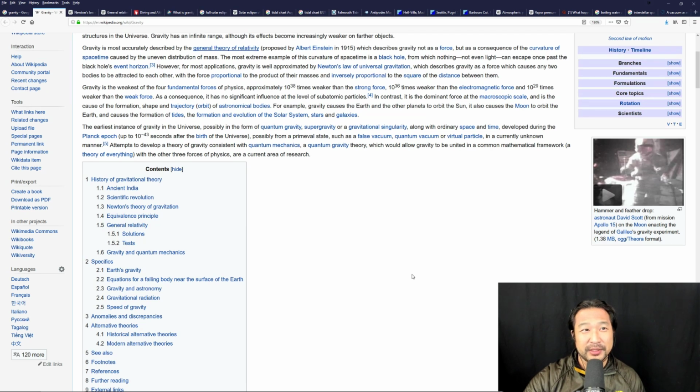Which causes any two bodies to be attracted to each other with a force proportional to the product of their masses and inversely proportional to the square of the distance between them. Pretty similar to Coulomb's law, which is based on energy. So here we go. Tell me, people.